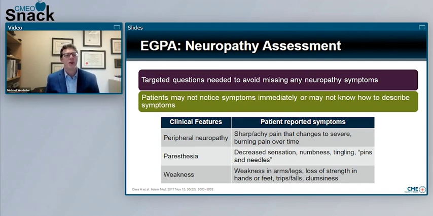Patients can present with peripheral neuropathy, with occasionally some numbness or aching pain, and then they can become manifest as weakness as well, with loss of strength. People can trip, they can have a foot drop, they're often seen as being clumsy, and that can be a really important early sign of the manifestations of EGPA. And so you really need to develop targeted questions to avoid missing any neuropathy symptoms.